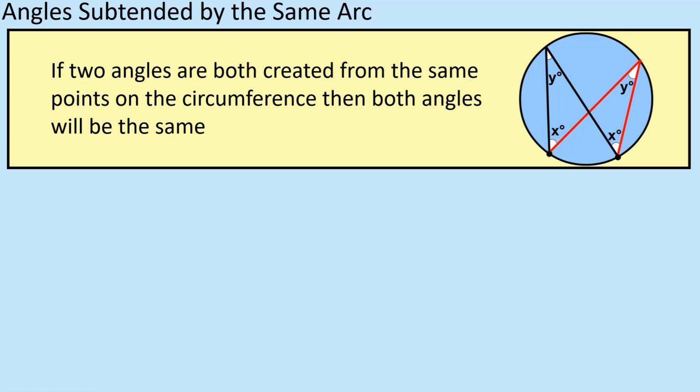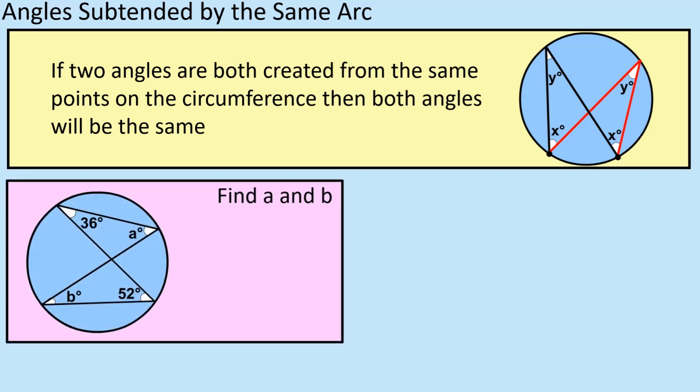So if two angles are both created from the same point on the circumference, then both angles will be the same, essentially. You'll see that kind of bow tie looking shape. So that one equals that one, and that one equals that. And again, just to mention, these are not going to the center, they're just going from one point on the circumference to another point on the circumference, and then this one's going to go to another point. I hope you can see that's two red lines and two black lines just going anywhere they like. Well, two x's will be the same, two y's will be the same.